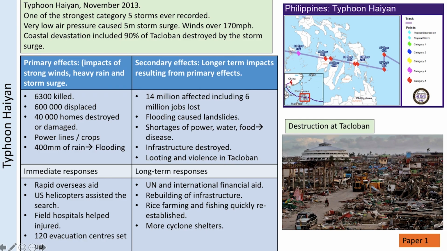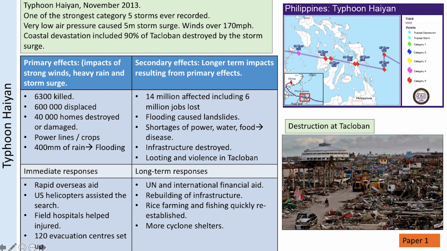Welcome back. On the slide you can see a detailed revision card on Typhoon Haiyan. It talks about the causes, it talks about the effects particularly on Tacloban. You've got a picture of Tacloban down on the bottom right. You've got a map to show the track, the route of Typhoon Haiyan. You've also got primary and secondary effects and immediate and long-term responses.